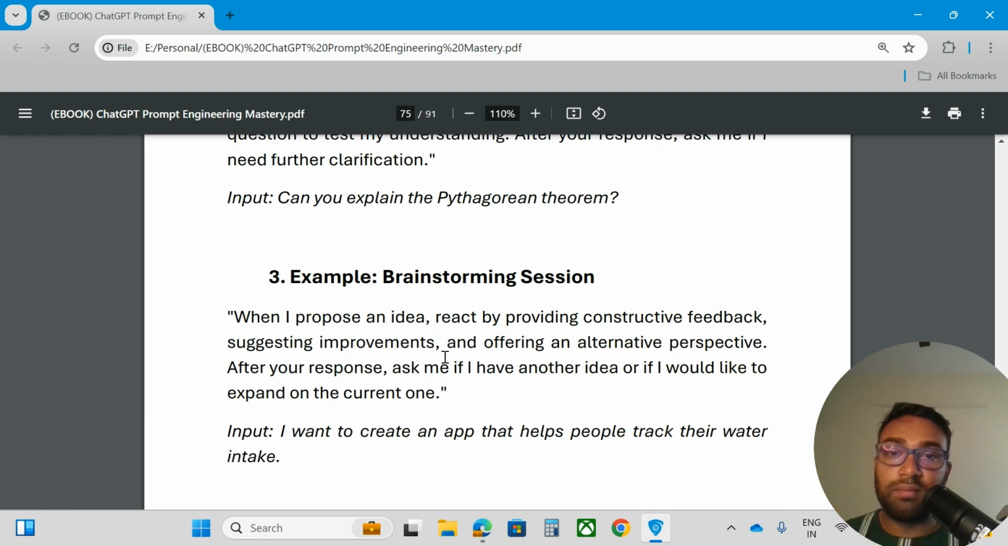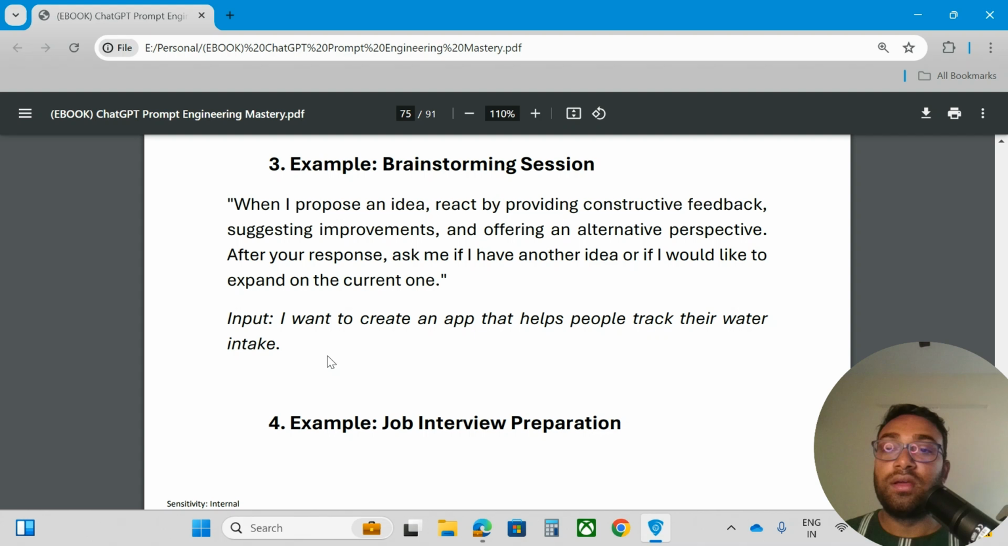Okay, so example number 3, brainstorming session. So it is asking, when I propose an idea, react by providing, here the keyword is react, constructive feedback, suggesting improvements, and offering an alternative perspective. After your response, ask me if I have another idea or if I would like to expand on the current one or not. Okay, so here is the thing. What is your question or input? I want to create an app that helps people track their water intake.